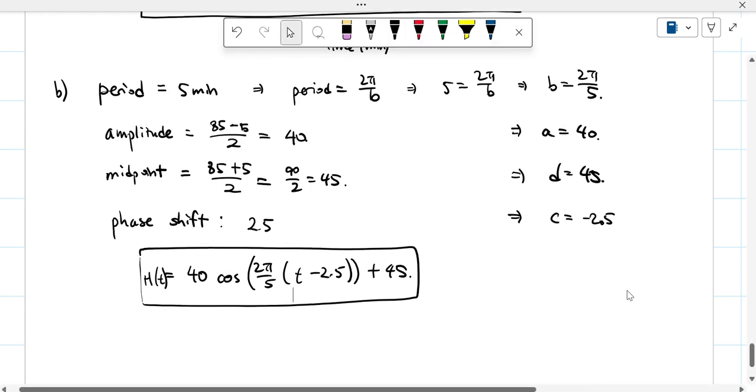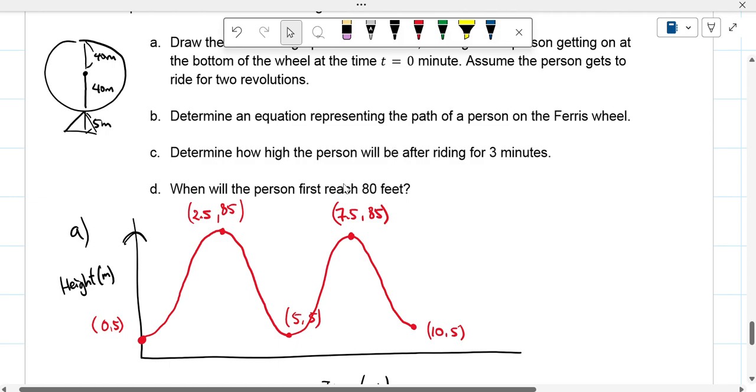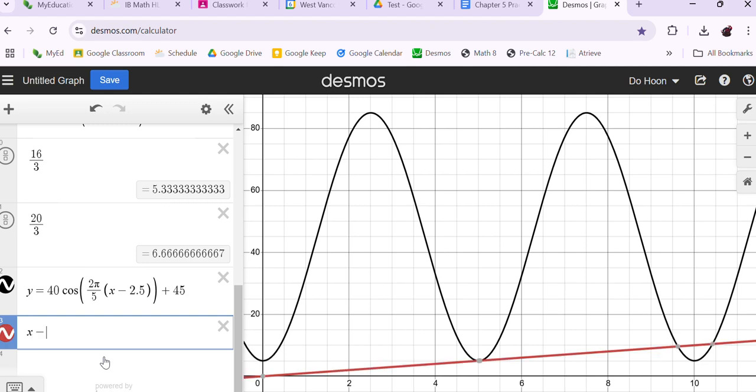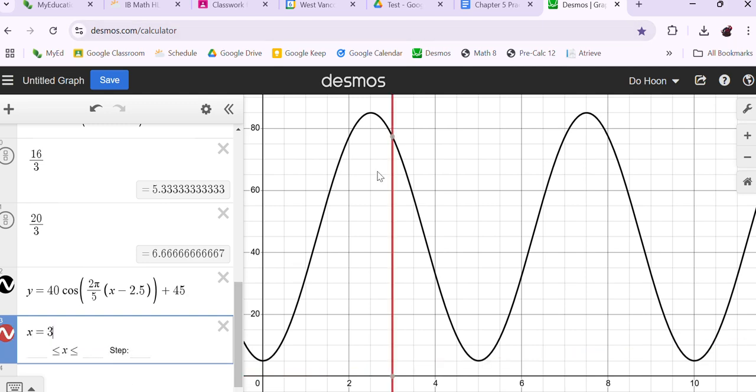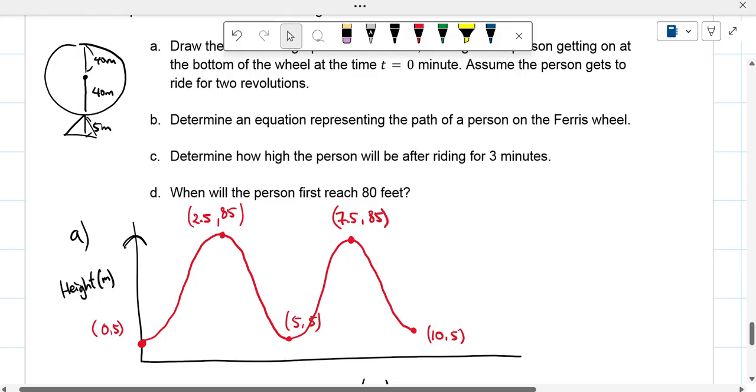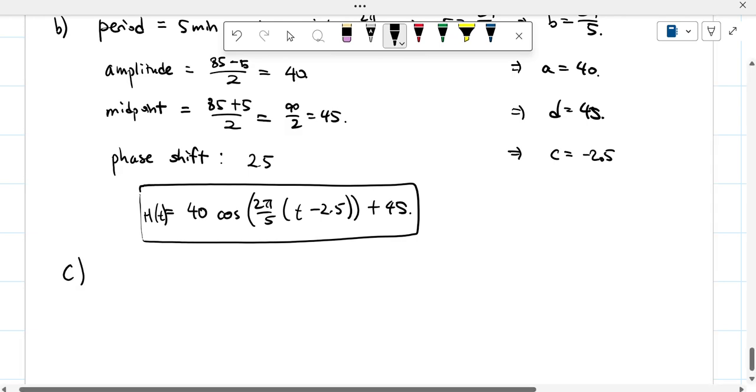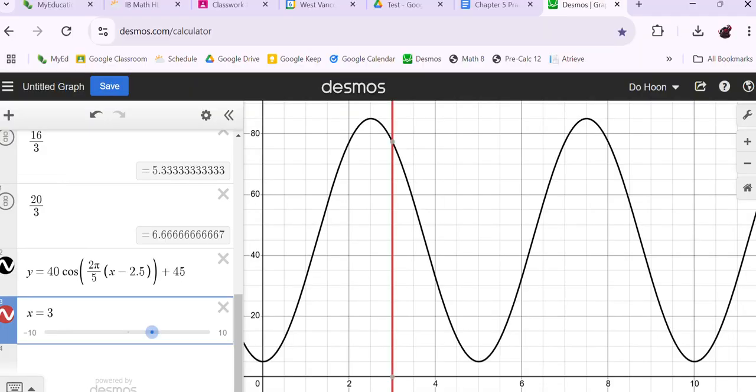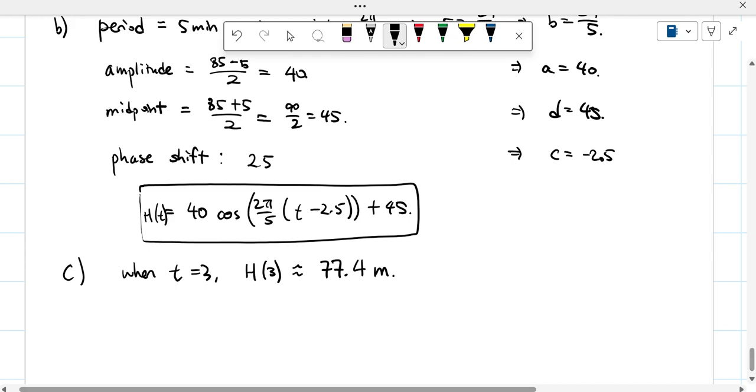What I can do here, using this note, is graph x equals 3 and find the point of intersection. So if I put in that point, I know that when x is 3, my y value will be 77.36, or approximately 77.4 meters. So when t equals 3, h of 3 is approximately equal to 77.4 meters.